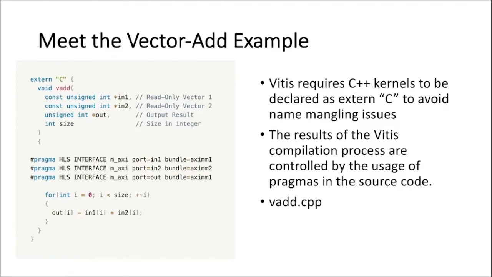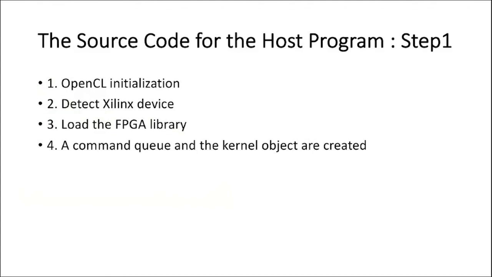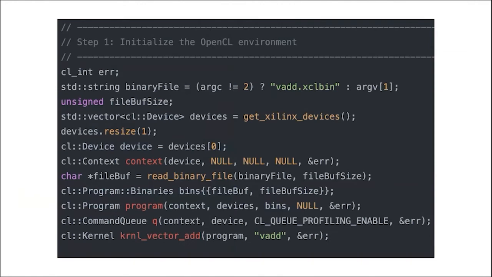After we write the HLS, we have to write the host program. So how can we write the host program on the CPU? There are 4 steps, and this is step 1. First we have to initialize OpenCL, then detect the Xilinx device, and then load the FPGA binary. Then we have to create the program and kernel objects. So here is the code.